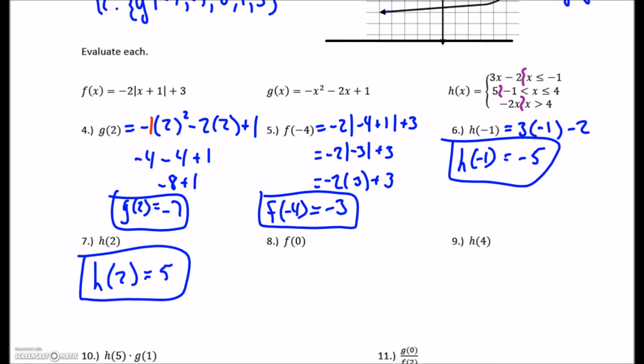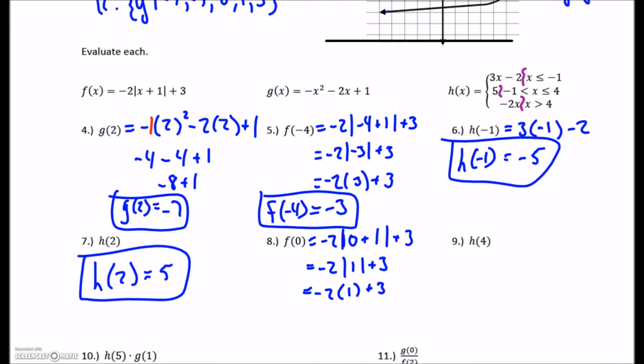If I look at the next one, f of 0 this time, I want to take my f function, which was negative 2 times the absolute value of x plus 1, and then plus 3. But instead of x, I want to plug in the 0, so I'm going to plug a 0 in where x was. And now I just simplify this thing. So again, I get negative 2 times the absolute value of 1. And just like before, that absolute value of 1 essentially becomes a 1. And it's multiplication that I have here.